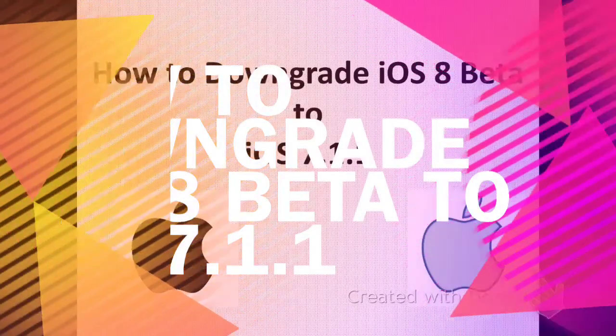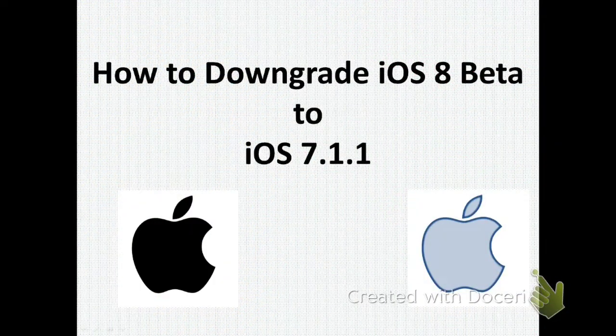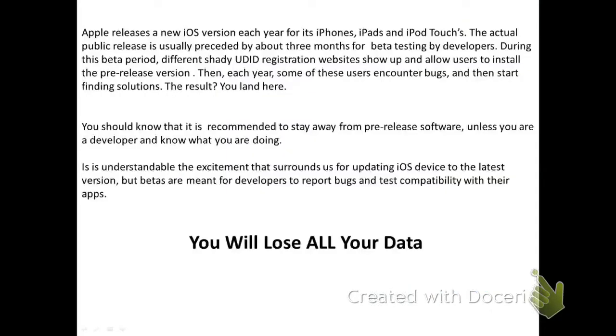Hello everyone, today we're gonna see how to downgrade your iOS 8 beta to iOS 7.1.1. iOS 7.1.1 is the latest publicly released iOS available for download. We know that Apple releases a new iOS version each year for its iPhones, iPads and iPod Touch.